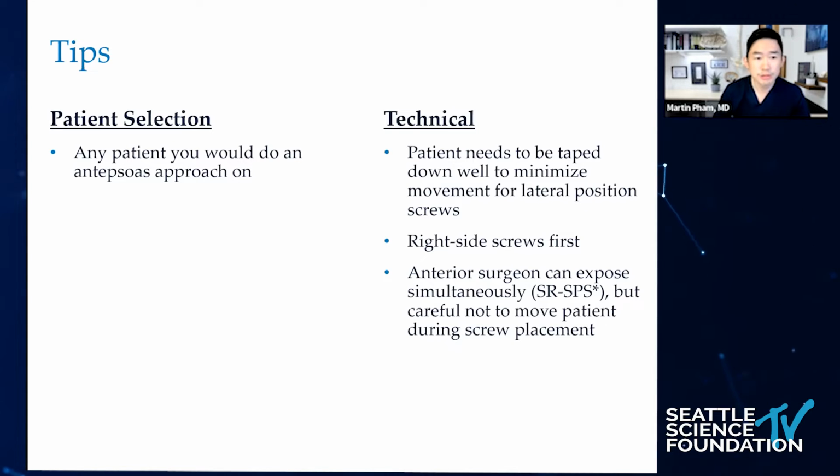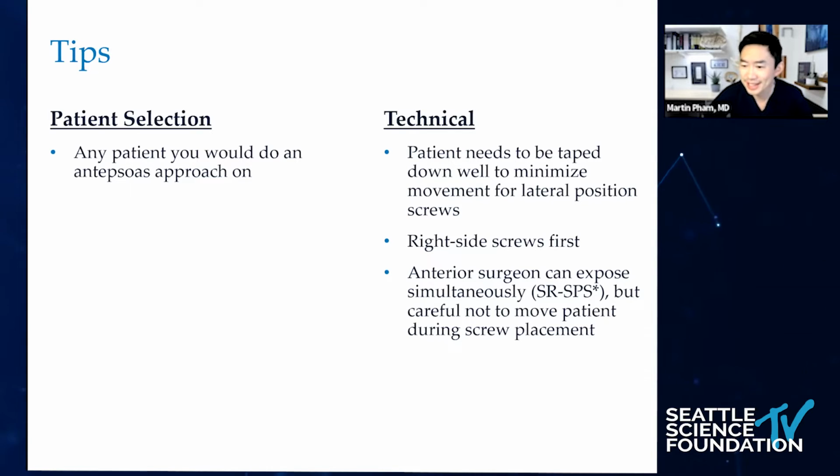So for patient selection, any patient you would do an anti-psoas approach on. And then technically, you really want the patient to be taped down very well to minimize movement for your lateral position screws. You want to put in the right-sided screws first. That way all the blood drips down, doesn't get in your way for your left side screws. And then the anterior surgeon can expose simultaneously. I've tried to coin the SRSPS, which is simultaneous robotic single position surgery, to much failure.